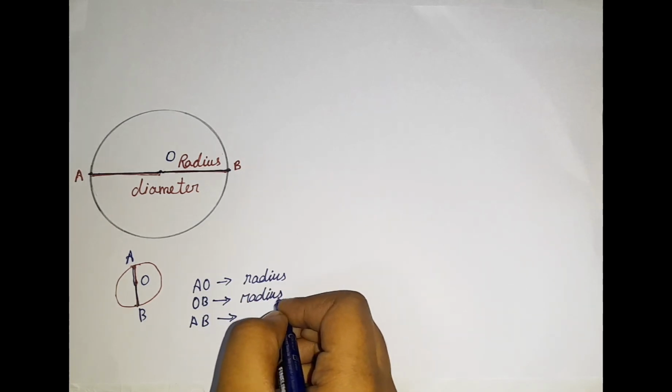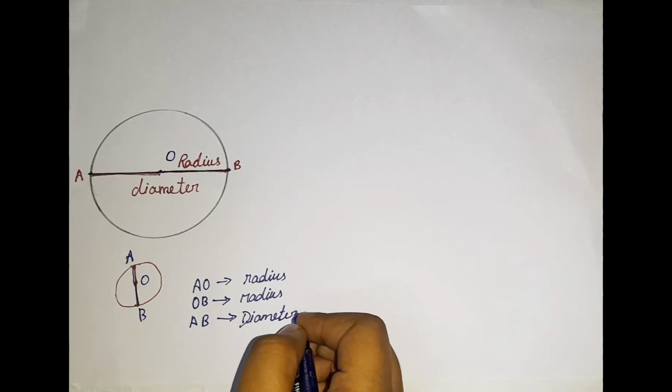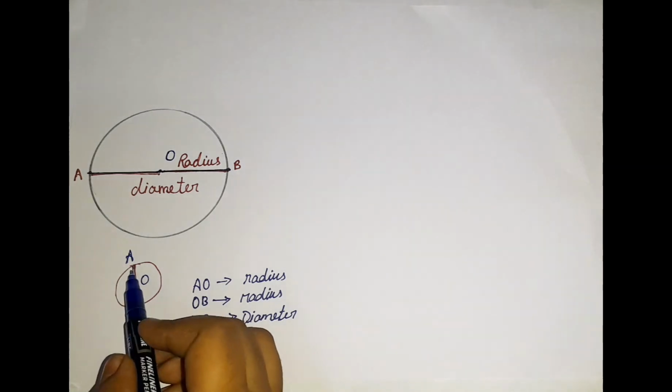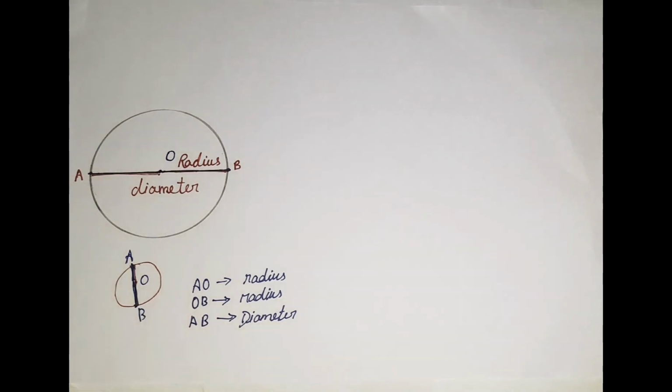So radius and diameter. Radius means half, you can just remember it like this. This is a radius and this is a radius and this whole thing is a diameter. That is a simple explanation of diameter. I know you guys know these basic things, I just recalled them.